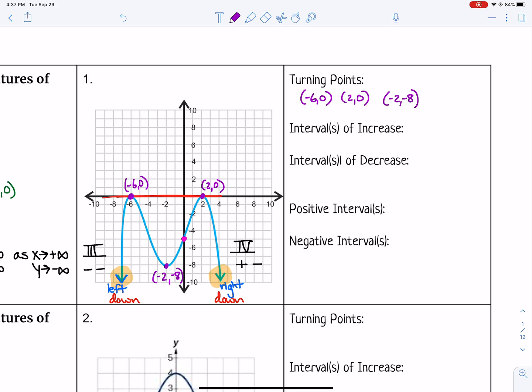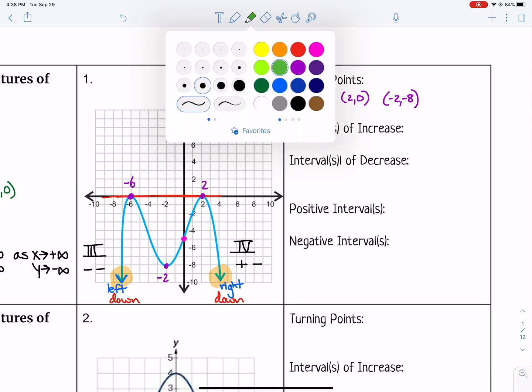Now, intervals of increase and intervals of decrease, we want to focus on the x values at those turning points. So I'm going to erase the point and just put the x value. So this one turns at -6. The relative minimum turns around at -2. And then the relative maximum, that one turns around at +2. And it just might make it easier to look at intervals of increase and decrease.